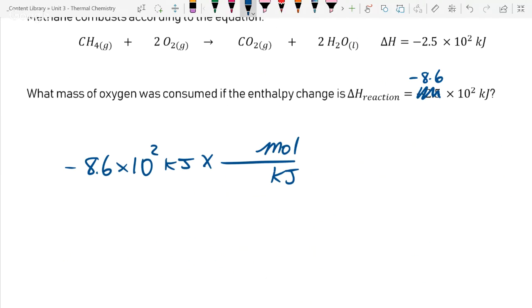Cool. Do I wish I'd left myself a bit more space? I think I do. Okay, who wants to give me numbers for this? By the way, moles of what? What's my question about?